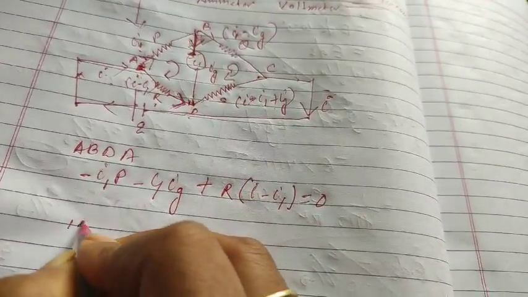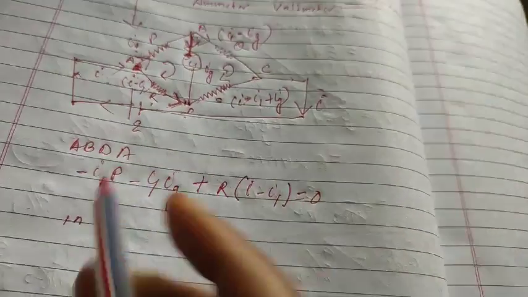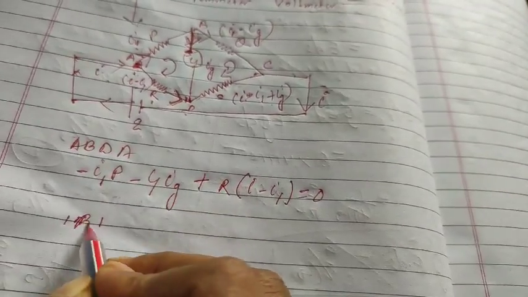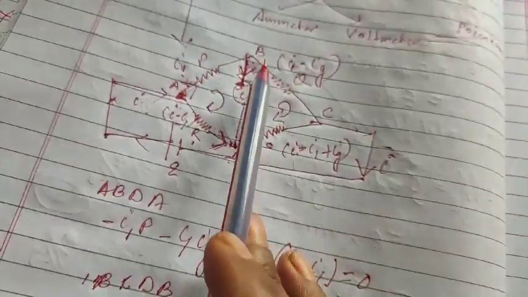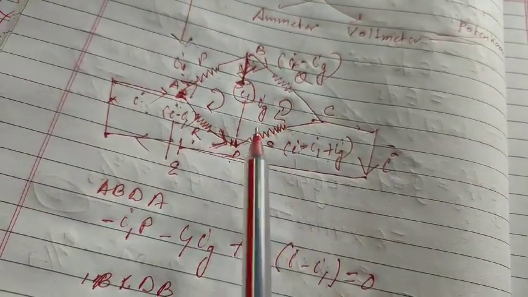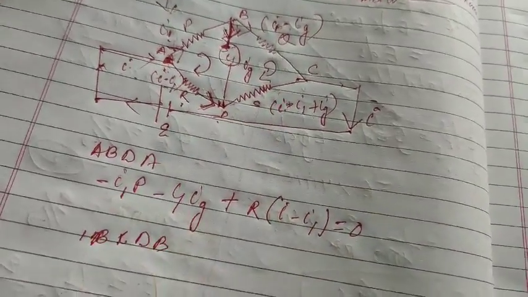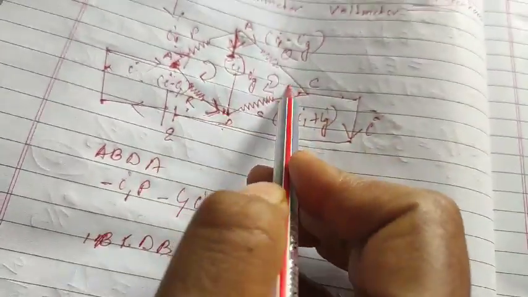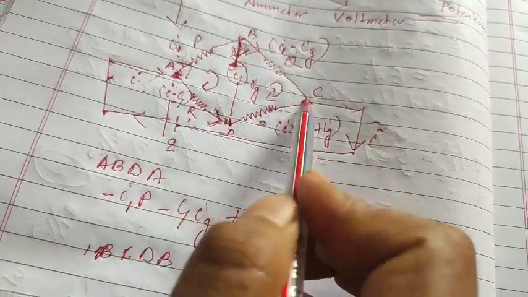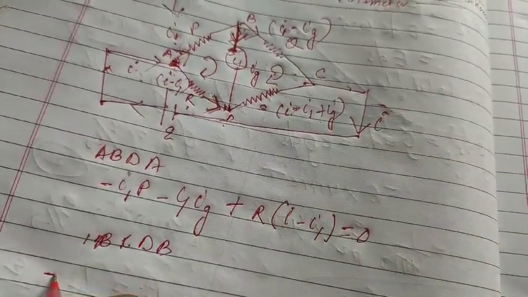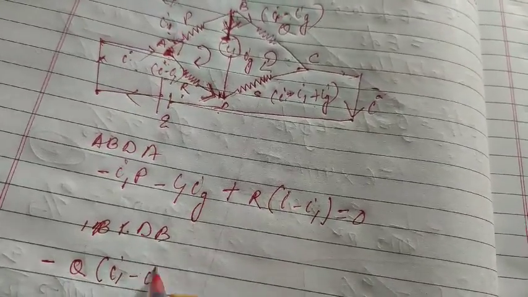Clear? Now the second loop I will take, B, C, D, B. Check it out again. B to C, C to D, D to B. Clear to you, student? So B to C, the arrow mark is going along with us, so it should be taken minus. Your resistance is Q, current is I1 minus Ig.